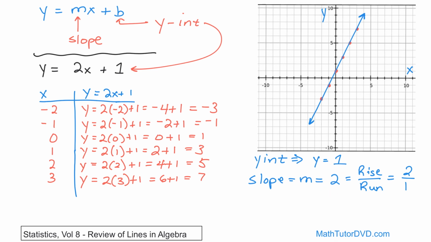But if the slope is big, if the slope is 10 or 20 or 50, or if the slope is 1,000, then you're going to have a really, really steep line because you have a very high rise compared to a very small run over to the right. So that's all I want to get across here.